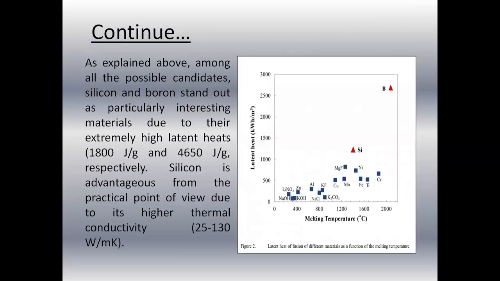Now, as we explained above, silicon is advantageous to use in this system. Similarly, boron can be used. Silicon has a latent heat of 1800 joule per gram, and boron has 4650 joule per gram. But it is advantageous to use silicon because silicon has higher thermal conductivity. Here is a graph between latent heat and the melting point. As we can see, silicon and boron both have the highest latent heats, but we consider silicon because of its higher thermal conductivity, that boron doesn't have.